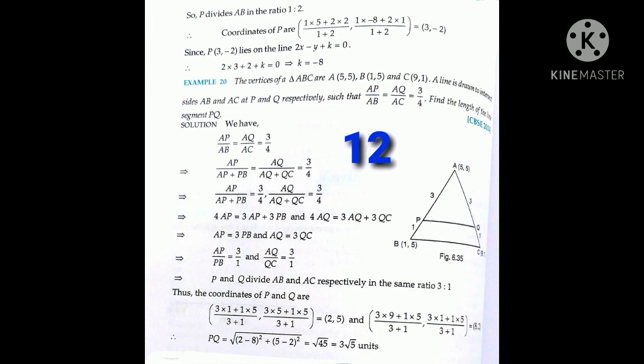So we can easily calculate the coordinates of P and Q using the section formula, and we get the coordinates of P as (2, 5) and coordinates of Q as (8, 2). Thus, we can find the length PQ using the distance formula, which comes out to be 3√5 units. I hope it is very, very clear now, right?